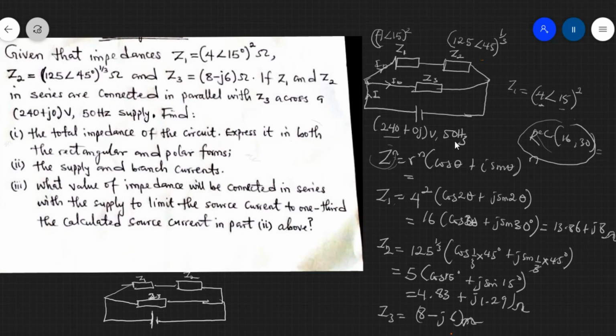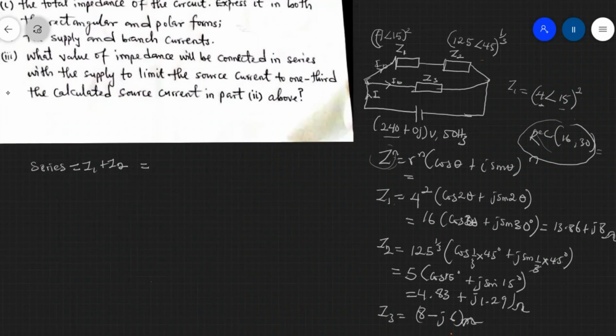Since Z1 and Z2 are in series, the series combination is going to be the sum of Z1, which is 13.86 plus j8, plus Z2, which is 4.83 plus j1.29, all in ohms.